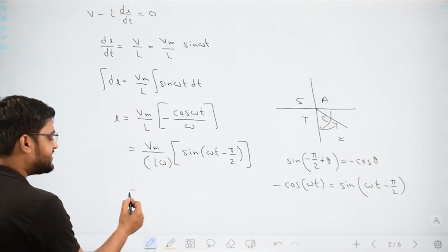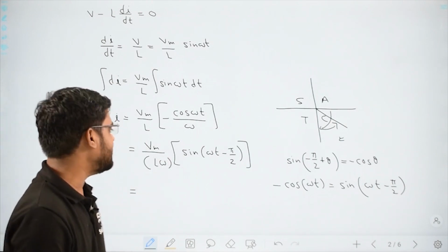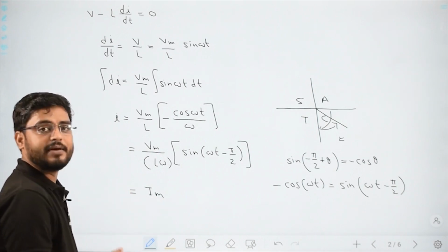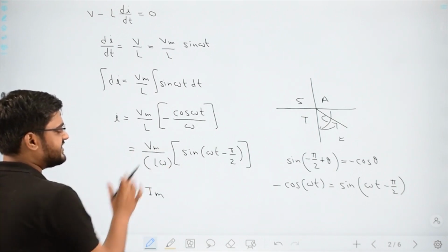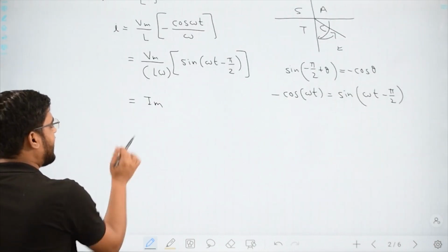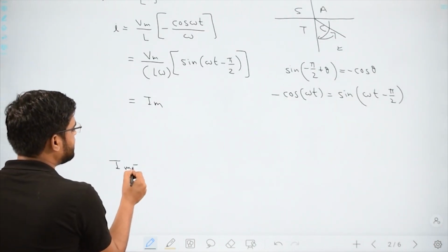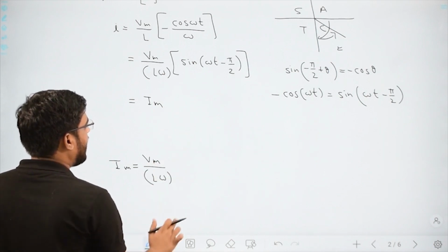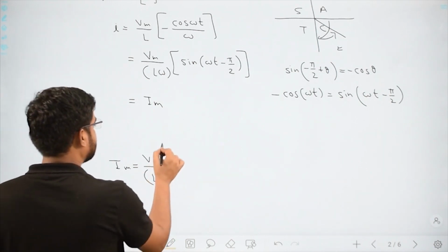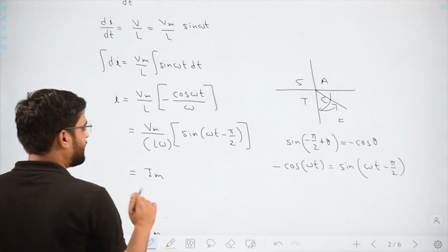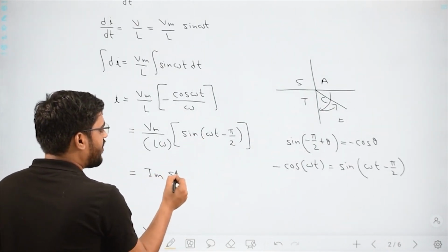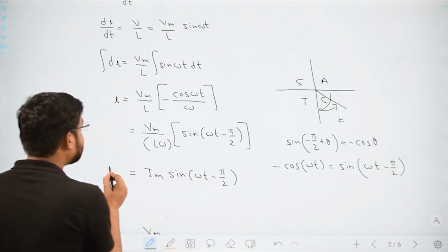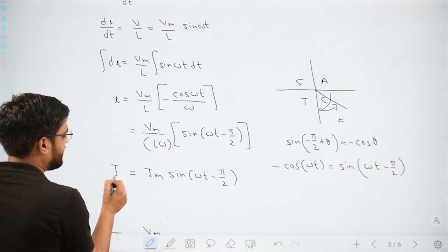Okay, so I'm just converting this expression slightly. I'm saying this constant thing is my maximum current, Im. We'll discuss this again. Let us just write that Im comes to be Vm by L omega. And now this thing is sine of omega t minus pi by 2. This is an expression for the current I.